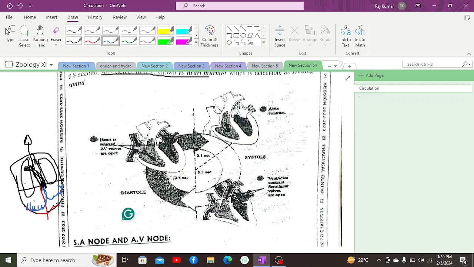Apart from that, the bundle of His also has its own heartbeat. The SA node, as the pacemaker of the heart, maintains the major heartbeat of 0.8 second. The AV node can also generate its own heartbeat, but that would be an irregular heartbeat, in case the SA node is not working. That irregular heartbeat would be considered cardiac arrhythmia. And if the heart is located a bit on the right side, it is known as dextrocardia.